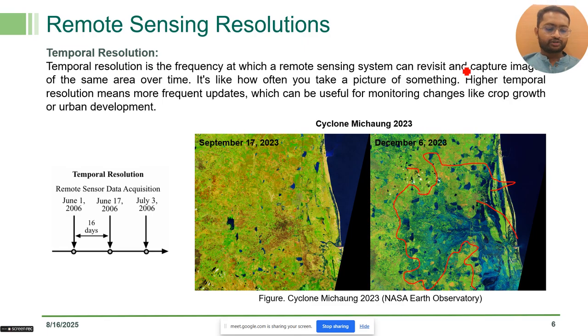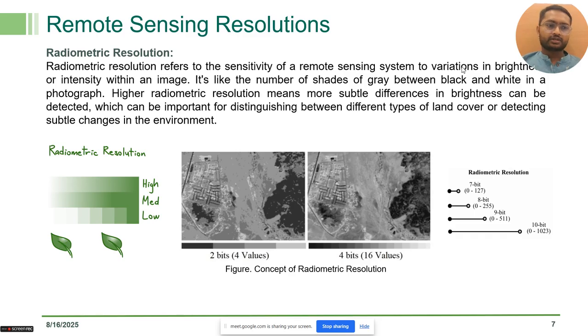The next resolution is radiometric resolution. Radiometric resolution is how much detail you can see in your image. Detail here does not mean the size of the object; it means the sensitivity. If two green leaves are there, am I able to differentiate between the shades of green or not? That is what radiometric resolution shows.